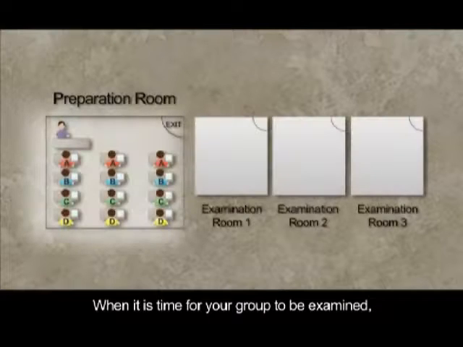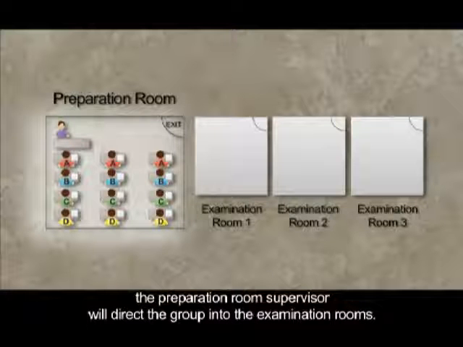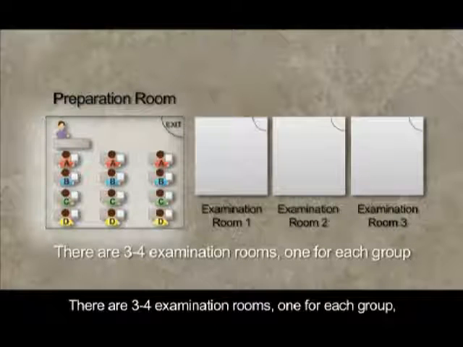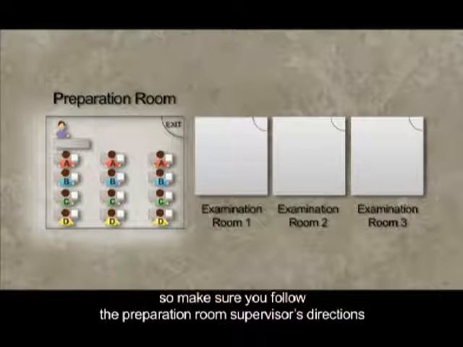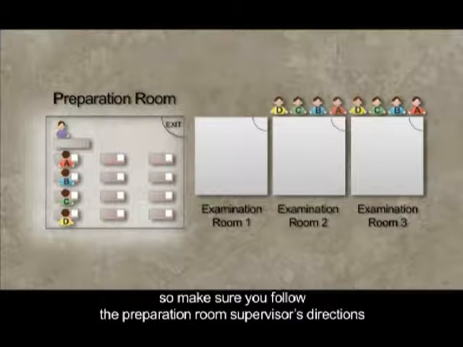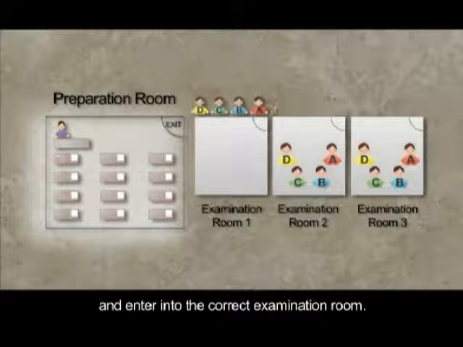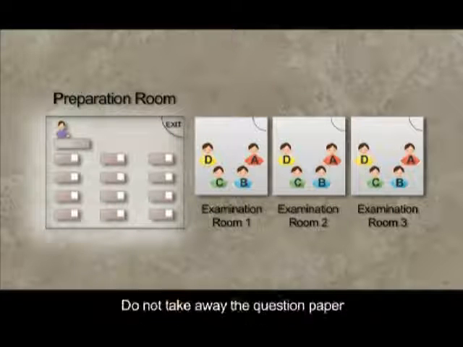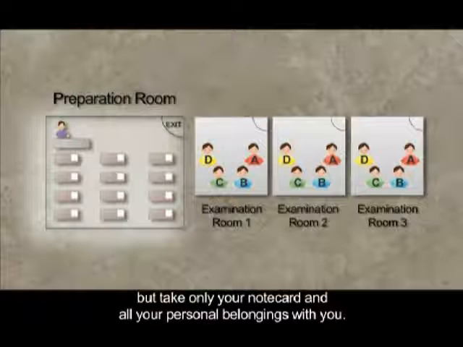When it is time for your group to be examined, the preparation room supervisor will direct the group into the examination rooms. There are 3 to 4 examination rooms, one for each group, so make sure you follow the preparation room supervisor's directions and enter into the correct examination room. The examination room number has also been marked on your score sheets. Do not take away the question paper, but take only your note card and all your personal belongings with you.